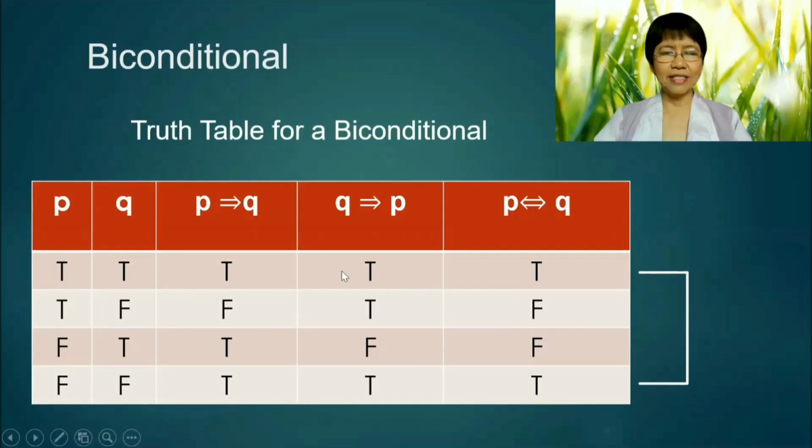This is the truth table for a biconditional. So let's look at the implication. P implies Q. If P and Q are both true, the implication P implies Q is true. And since it is a biconditional, then Q implies P is also true, and the biconditional is true. But if the conditional starts with a P which is true, Q is false, then P implies Q is false, and Q implies P is true and the biconditional is false. Likewise, if P is false and Q is true, then also the biconditional becomes false. But if both P and Q are false, then the biconditional becomes true.